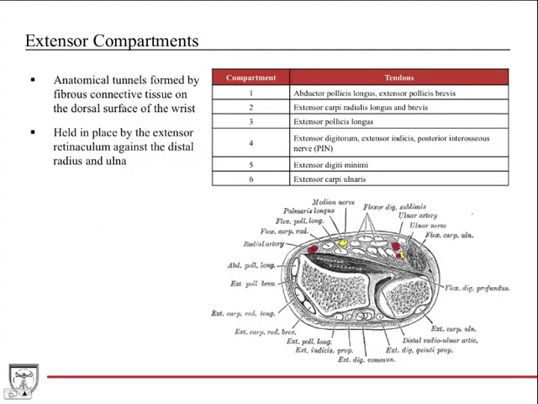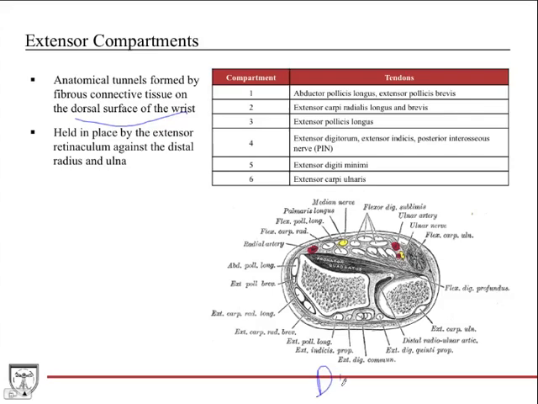The extensor compartments, these are something that's good to know for an anatomy exam. These aren't terribly high yield for board exams, but again, just for completeness sake, we'll go over them. So what are they? They're anatomical tunnels formed by fibrous connective tissue on the dorsal surface of the wrist. So here they are here. Here's these compartments, and they contain anywhere from 1 to 3 tendons from forearm muscles traveling from the forearm through the wrist to the hand. And so you can see that here.